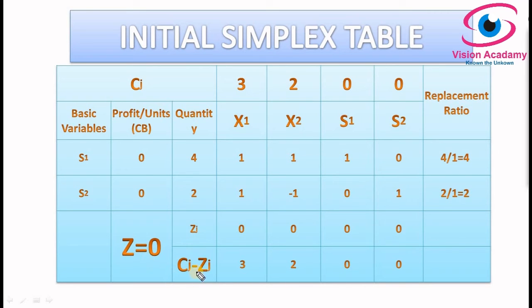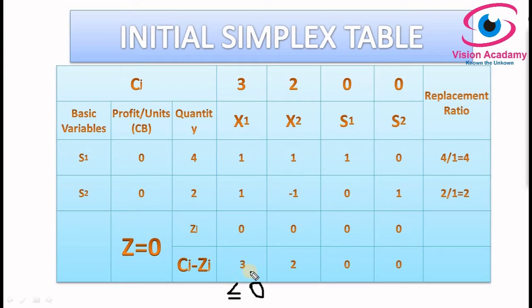Now after this, you have to check the optimality condition of the problem. For a maximization simplex problem, the optimality condition is that Cj minus Zj must be less than or equal to 0. All the values under Cj minus Zj must be less than or equal to 0. Observe the values here: there are two positive values and two zero values. When you have positive values, it means it is not an optimal solution. You have to move further for optimization of this initial simplex table.